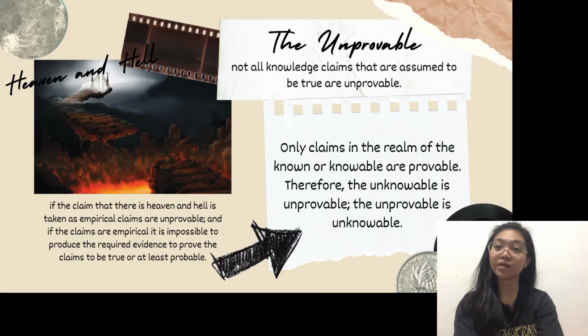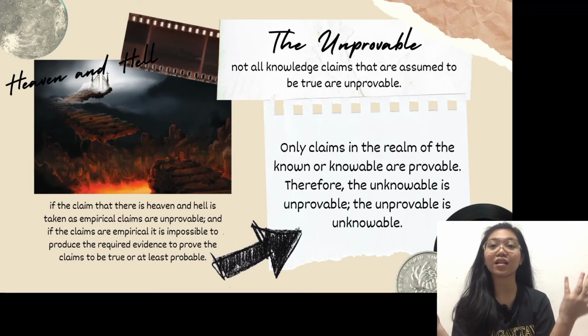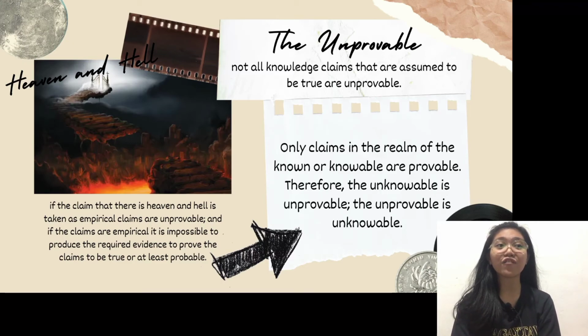Lastly is the unprovable. We have this distinction because not all knowledge claims that are assumed to be true are provable. A good example is the claim that there is heaven and hell, or that the soul after death is trapped in the cycle of reincarnation. The claim that there is heaven and hell, if taken as an empirical claim, is unprovable. Is there any evidence readily available that there is really a heaven or hell? Is there an actual person who could take us to heaven or hell, show us what it looks like, and bring evidence that could be available for everyone else to see? The answer is no one.